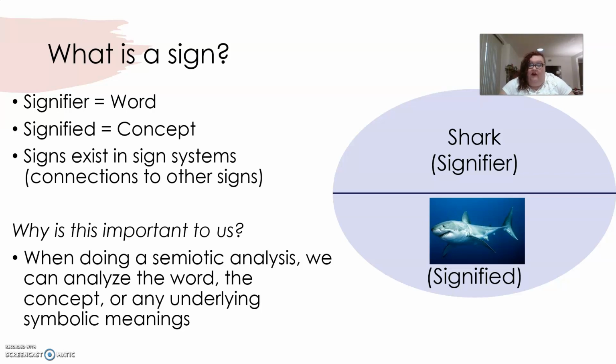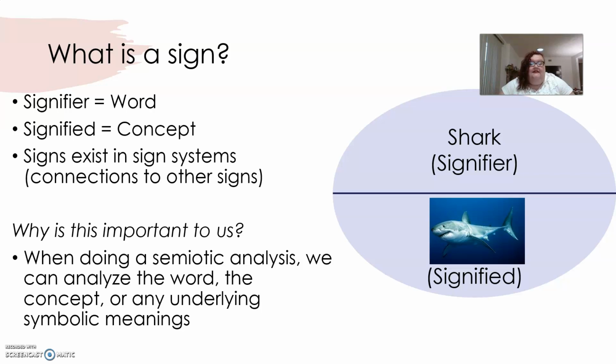So why is this important? When we're doing a semiotic analysis, we can analyze the word itself, the signifier. We can analyze the concept, the signified, or we can analyze any of the underlying symbolic meanings that get attached to it. So if we were analyzing the word shark, we might look up the history. Why do we make that particular sound when we're talking about that animal? Does the original word come from German? Does it come from French? Does it come from Latin? Is it something that's Anglo-Saxon? Right? We're looking at the word itself.